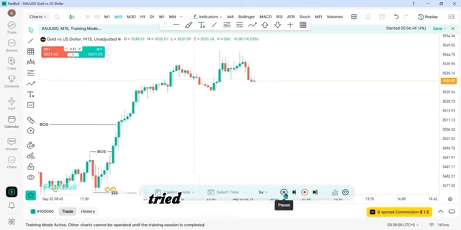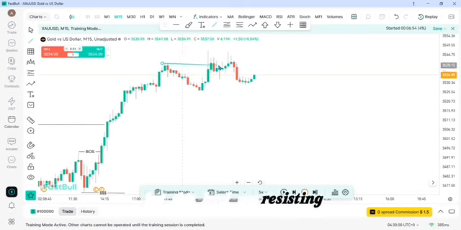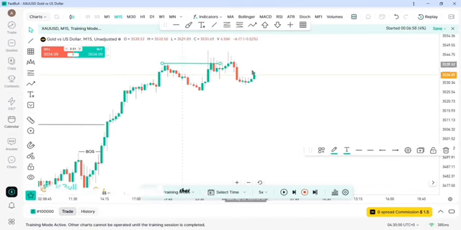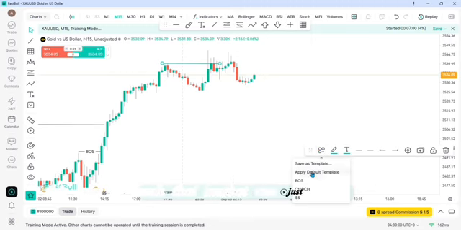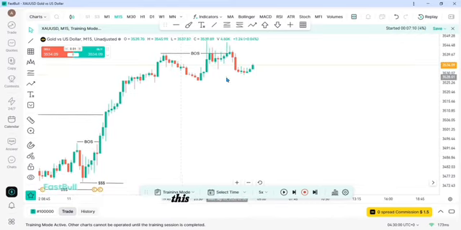Markets tried to break structure over here, but this level was resisting so much that market was just failing to break above, right? Market was failing to break above this level. So that means this level right here is very strong. Let's see how price played out.